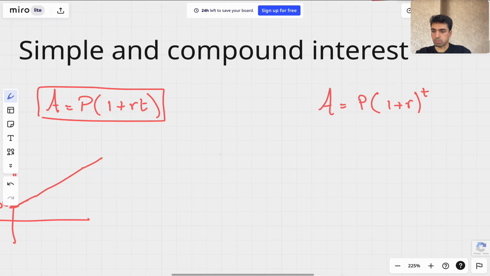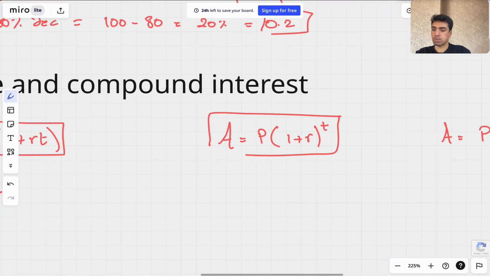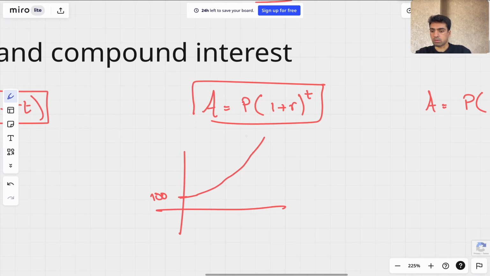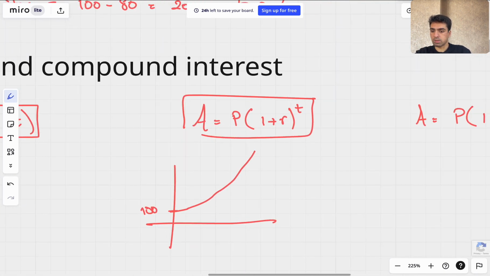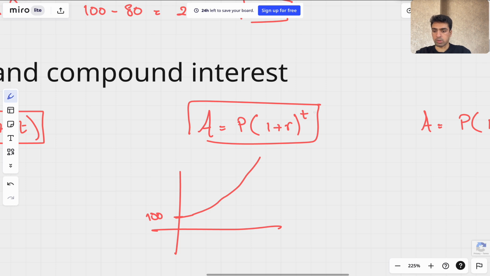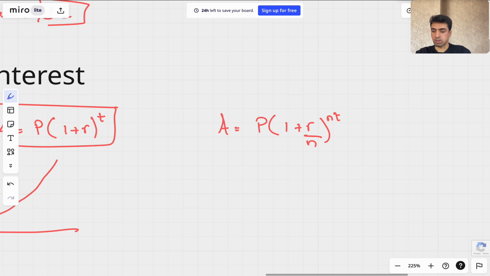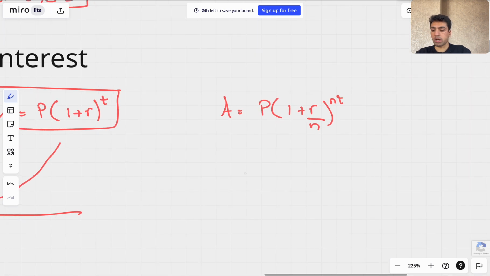So that's for simple. In compound interest, what's happening is that it is increasing exponentially. So let's say you invest 100 as your principal, it's going to then increase by a rate, and that rate is going to increase your total amount by a greater value every single time. So it's going to be an exponential curve. Everything else is the same. The only difference is that T is in the power, so it's to the power of T. That's compound interest. And then you have another formula for compound interest where you have N.